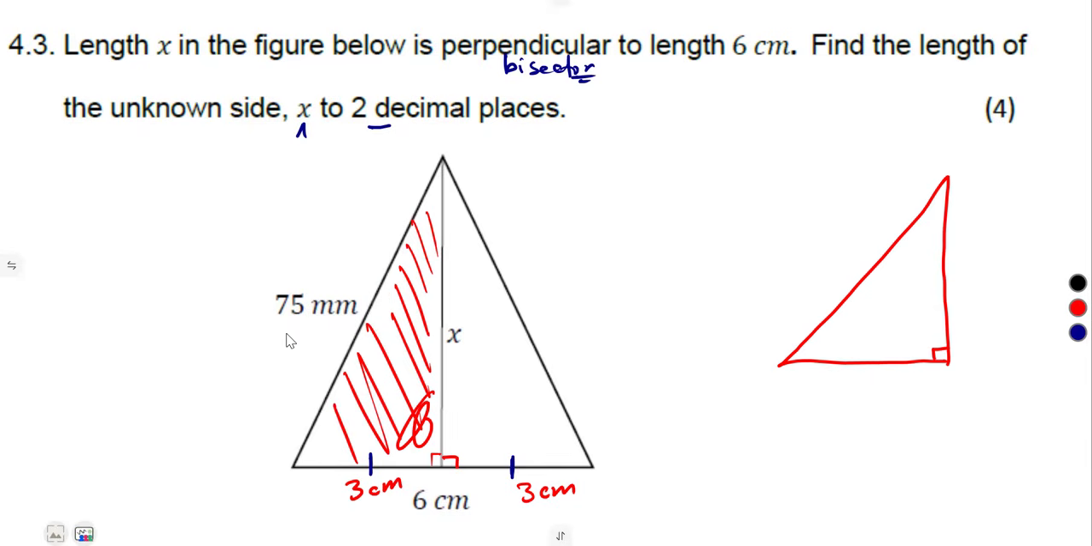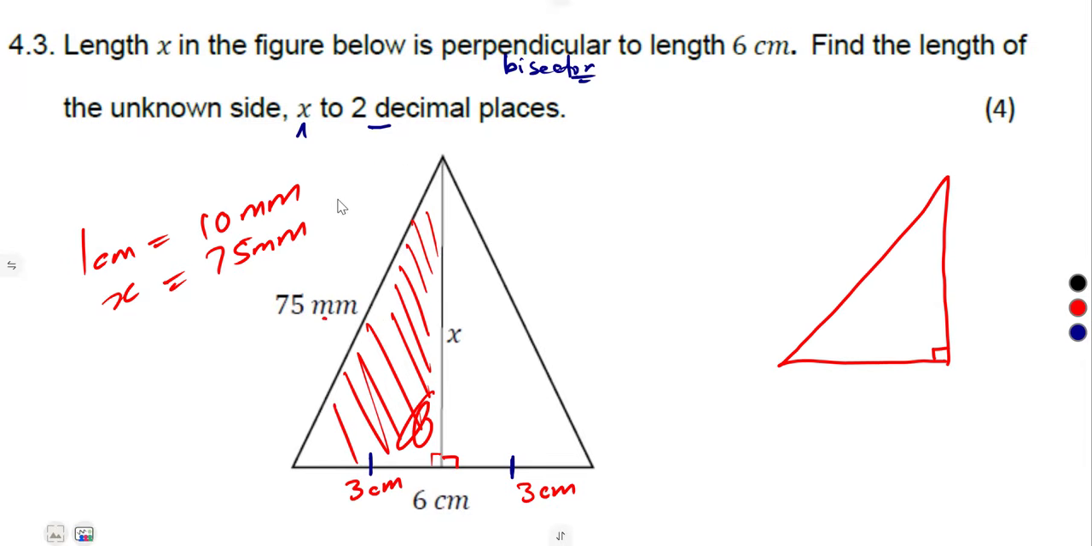You can convert to centimeters, or you can convert the 3 centimeters to millimeters. It is in your hands. So let us convert this one to centimeters. 1 centimeter is equivalent to 10 millimeters. What about 75 millimeters? It's going to be more.